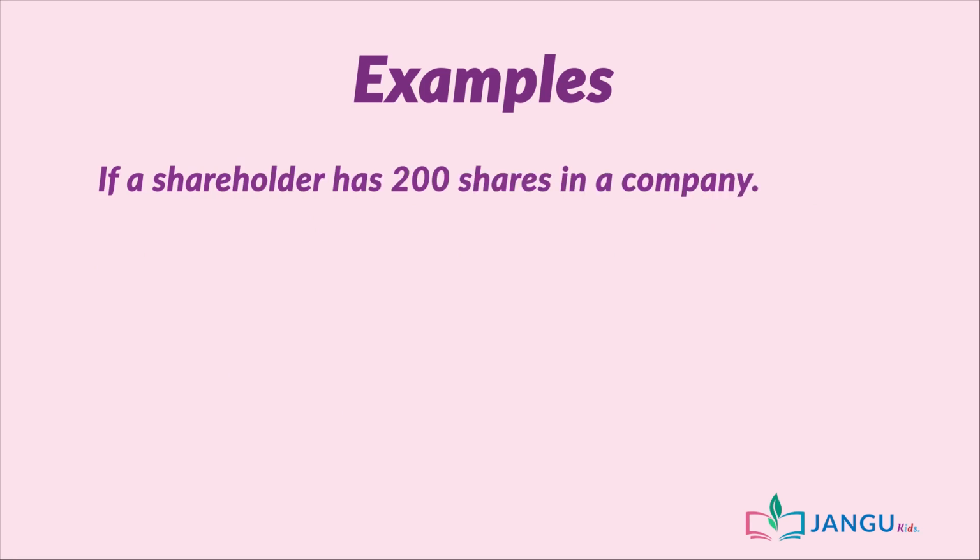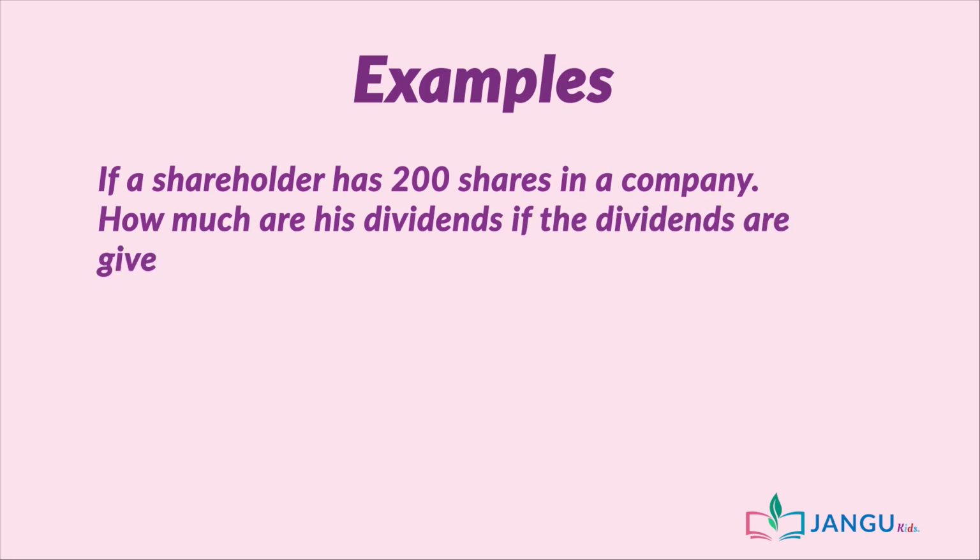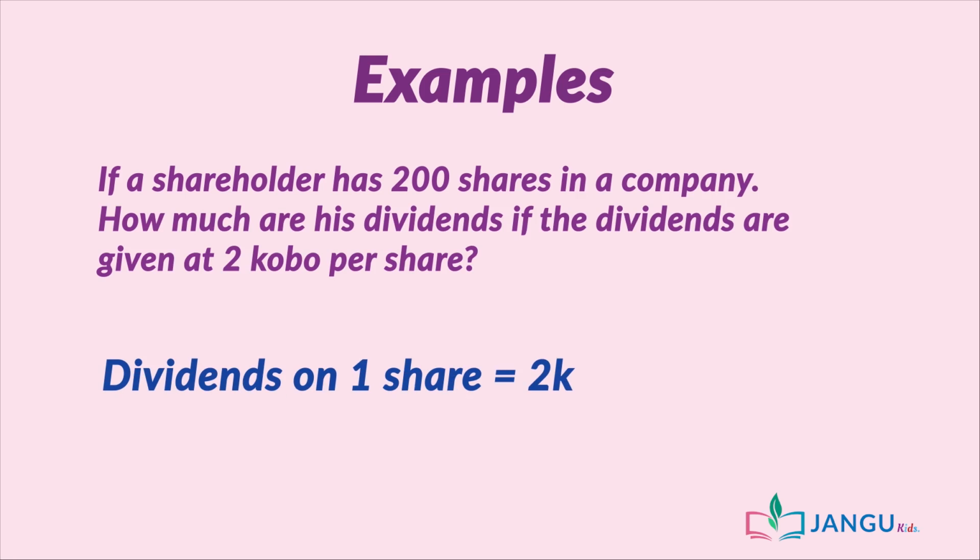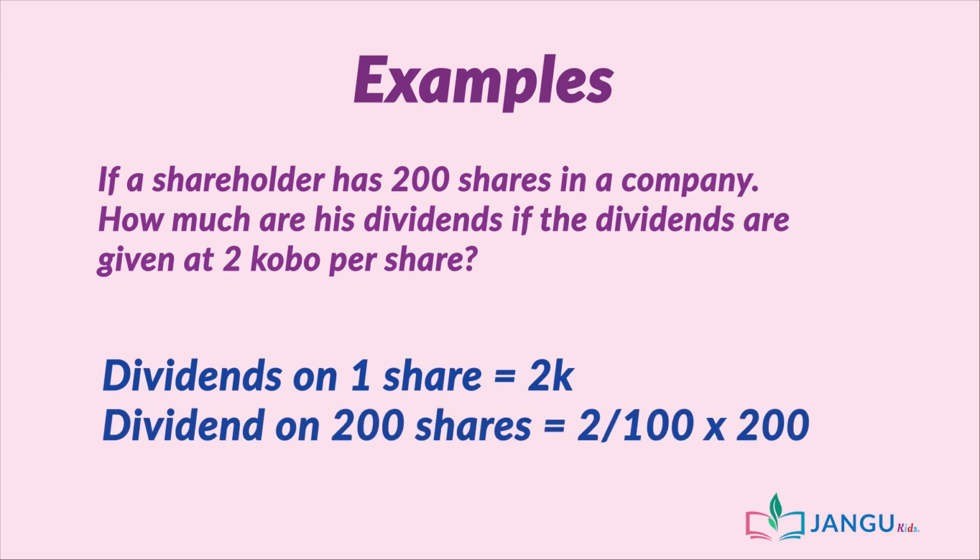If a shareholder has 200 shares in a company, how much are his dividends if the dividends are given at 2 kobo per share? Dividends on 1 share equals 2 kobo. The dividends on 200 shares will be 2 divided by 100 times 200, which equals 4 naira.